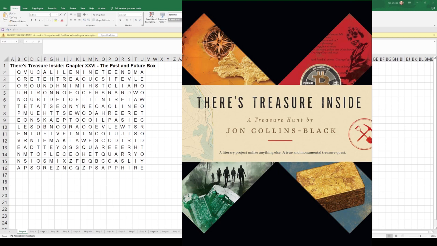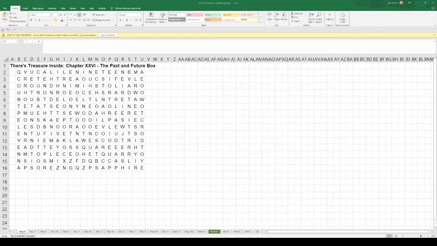Greetings and welcome to a discussion on a treasure hunt book called There's Treasure Inside. Chapter 26 is a puzzle called The Past and Future Box. So I'm not going to go into all of the details about this book and the chapter and the puzzle.